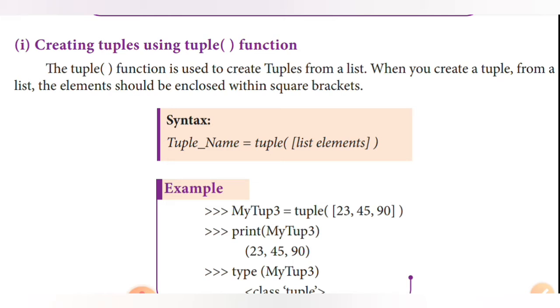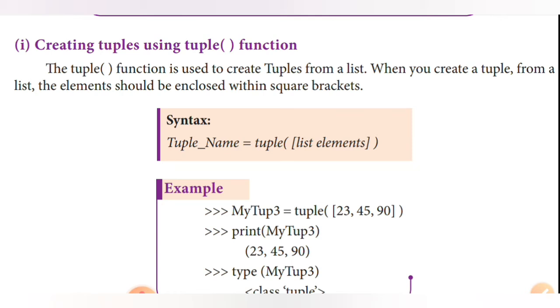Now you can see the syntax. Tuple name is equal to tuple. Here tuple is the name of the function. What is the function name? Tuple. Why do we need this function? It is used to create a tuple from the list. So tuple is the function name. Within parenthesis you have to use square brackets to specify the list elements.